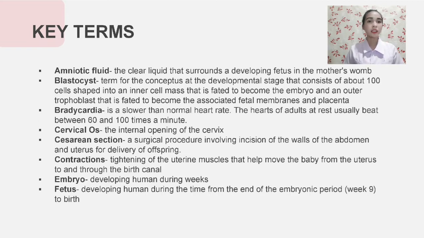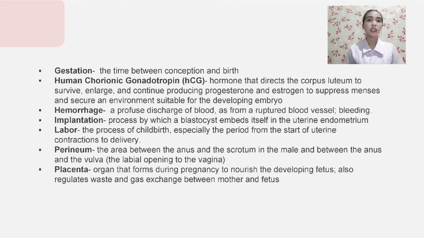Cesarean section. A surgical procedure involving incision of the walls of the abdomen and the uterus for delivery of the offspring. Contractions. It is the tightening of the uterine muscles that help move the baby from the uterus to and through the birth canal. Embryo. It is the developing human during weeks. Fetus. It is a developing human during the time from the end of the embryonic period to birth. Gestation. It is defined as the time between conception and birth. Human chorionic gonadotropin. It is the hormone that directs the corpus luteum to survive, enlarge, and continue producing progesterone and estrogen to suppress menses and secure an environment suitable for the developing embryo.